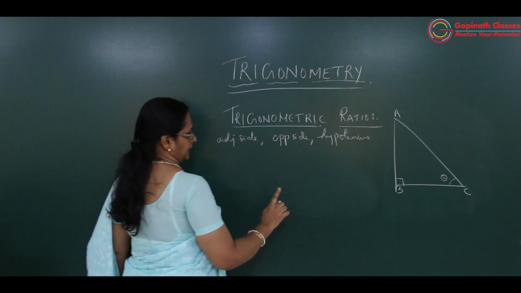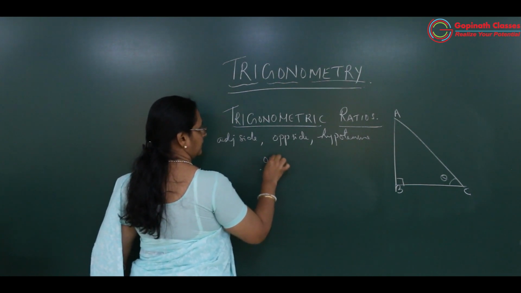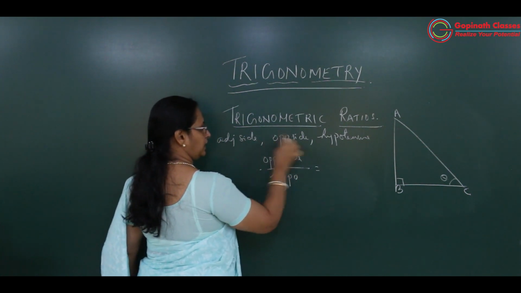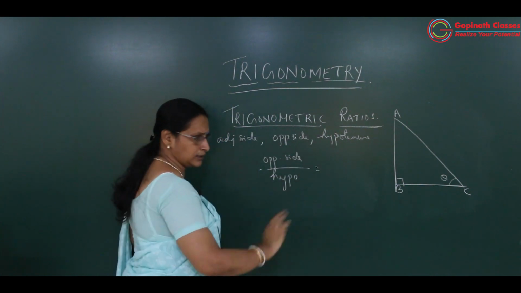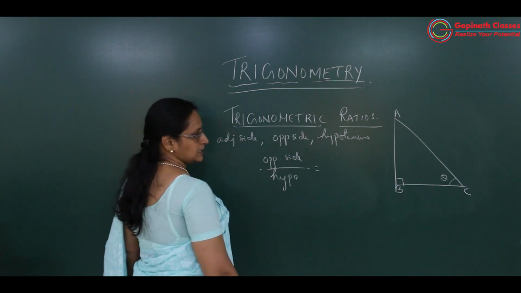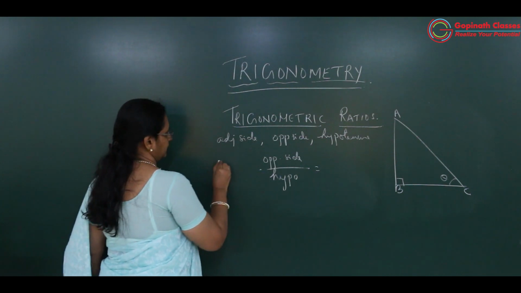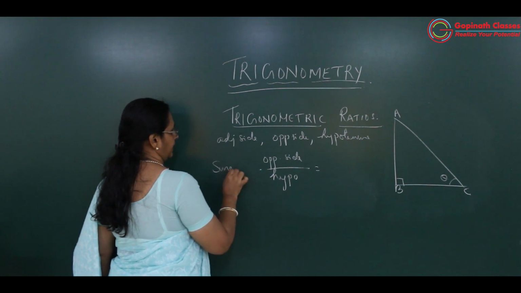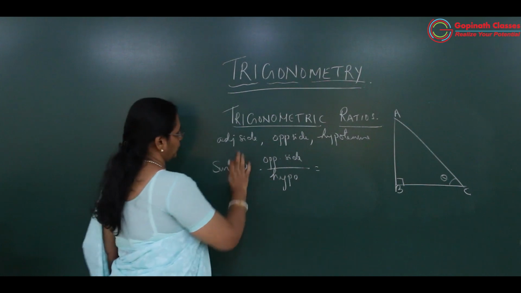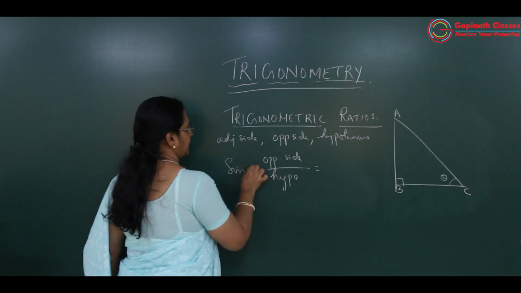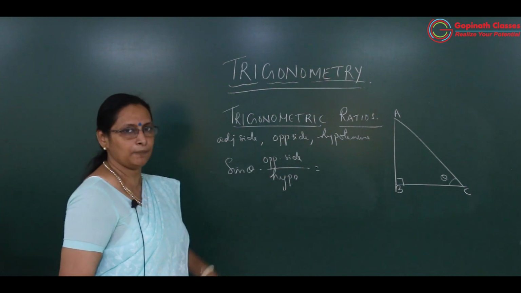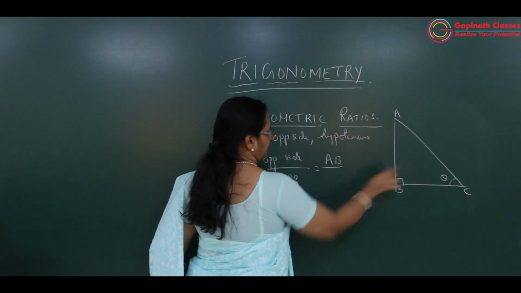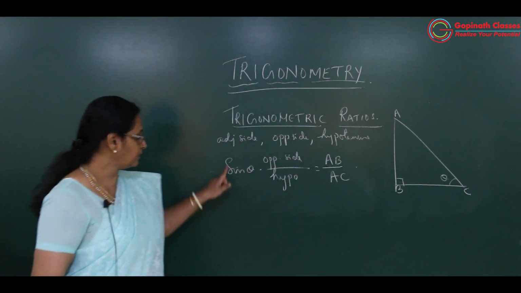So, I will take theta's opposite side upon hypotenuse. So, 1, 2, 3, I am taking this upon this. All 3 I will take. This is known as sine of an angle theta, S-I-N-E of theta, or in short we call it sine theta, which is nothing but opposite side upon hypotenuse. And in this figure it's very clear what the opposite side is, it is AB, and the hypotenuse is AC. This is the first ratio.